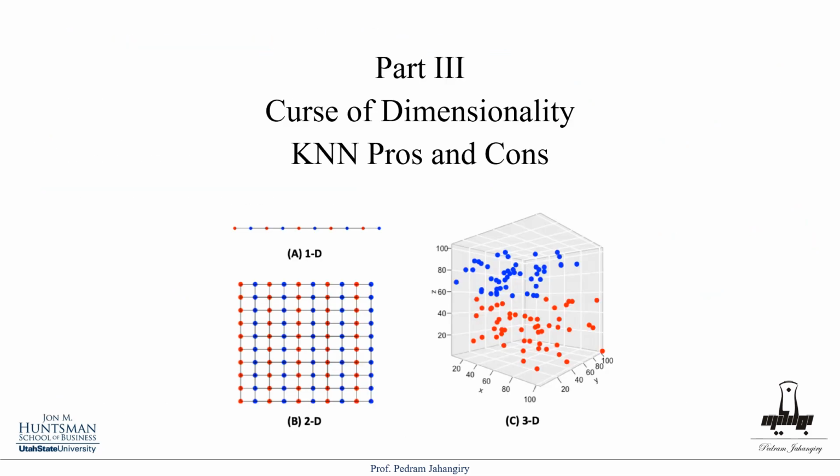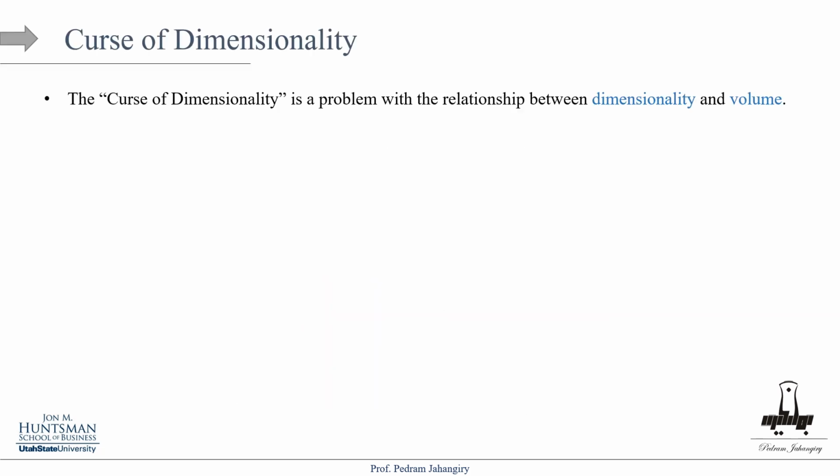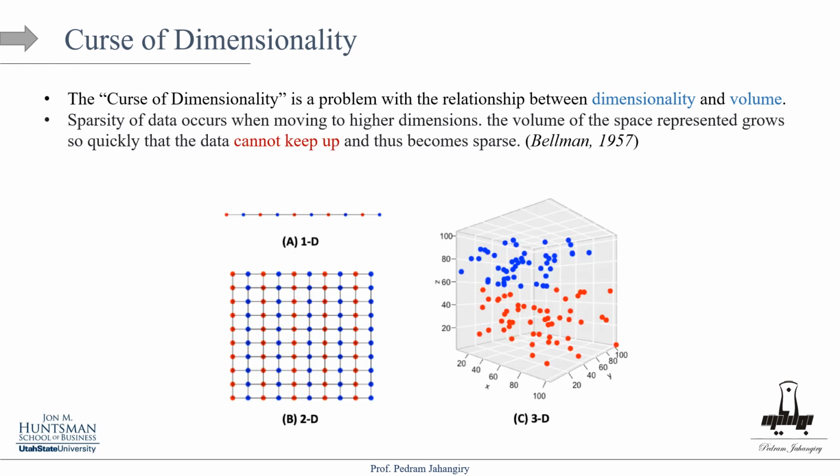Okay, so here's the last part, part 3. Let's talk about the curse of dimensionality and KNN pros and cons. So what is the curse of dimensionality? The curse of dimensionality is a problem with the relationship between dimensionality and volume. Basically, when the dimensionality increases, the volume associated with that area also increases, but the data does not keep up. We can say it like this: sparsity of data happens when moving to higher dimensions. The volume of the space grows so quickly that the data cannot keep up with it and thus becomes sparse. Let me give you an example in 1, 2, and 3 dimensions.